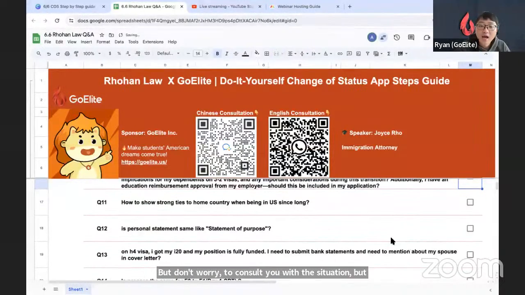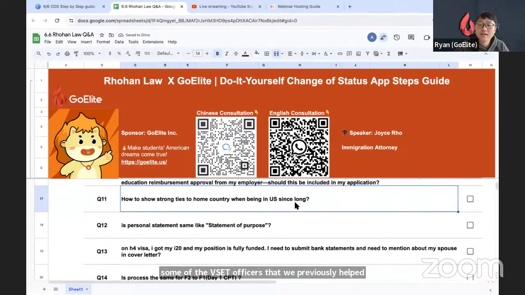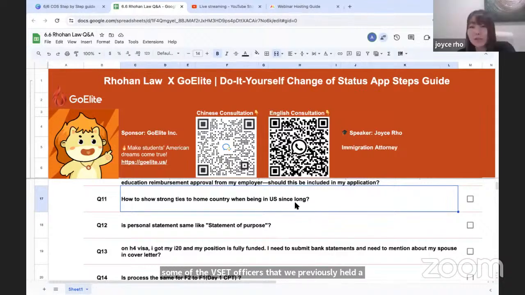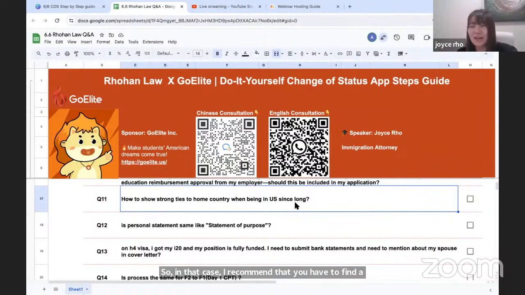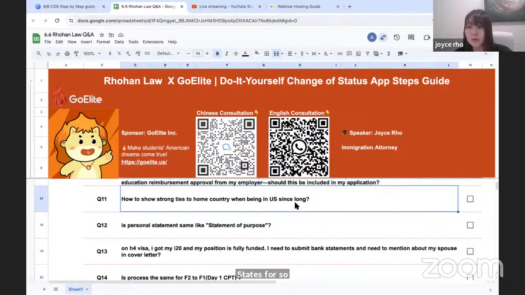Moving on: how to show strong ties to the home country when being in the US for a longer period of time. I know it's a good question, and I'm sure many people are experiencing this kind of situation. In that case, I recommend that you find a reason to go back to your home country. If you have any relatives or family, parents, or siblings in your home country, that could be a good reason to show your strong ties. Even if you are staying in the United States for so long, having family in your home country is a basic reason for you to go back.